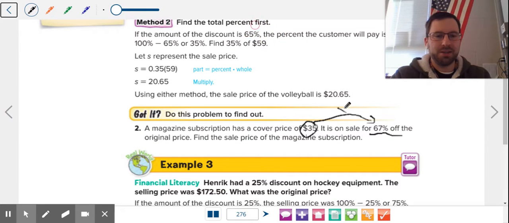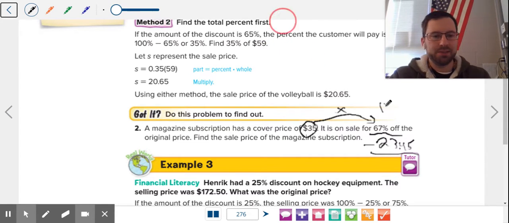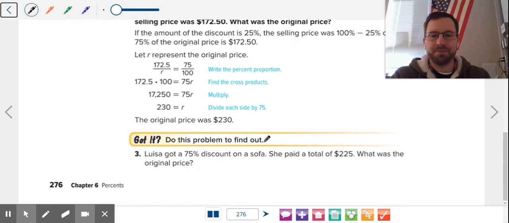Take the percent times the amount, 35 times 0.67, $23.45 off. So now instead of adding, we're going to take away from $35, and I get $11.55. Remember, we're talking about money, so you need a dollar symbol in your answer. It doesn't need to be in your work. So we know that's how much the magazines cost.